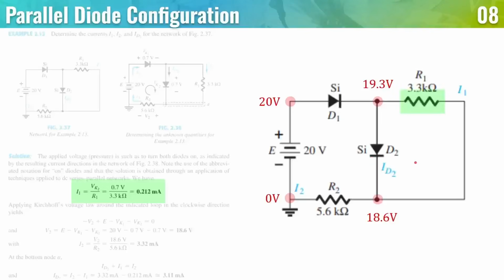Focusing on the example in the book, we have the current flowing through this R1, which is determined by the voltage across it. So from 19.3 minus 18.6, it's going to be 0.7 volts. And then we divide it by its resistance, 3.3 kilo ohms. So the current flowing across resistor 1 is going to be 0.12 milliamperes.